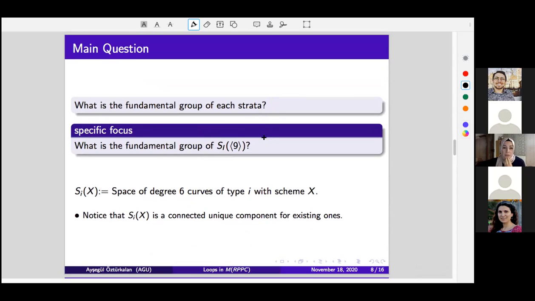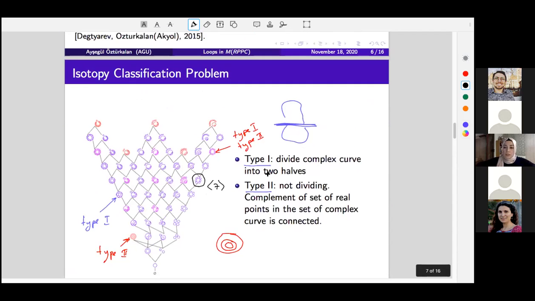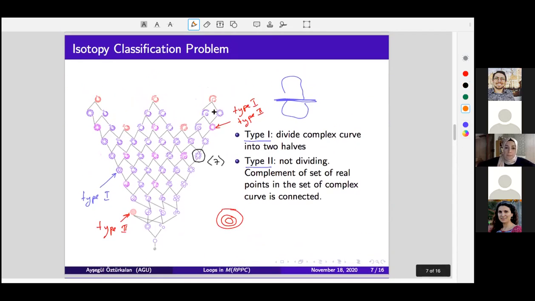And I specifically focused on the fundamental group of 9 empty ovals with type 1. Here, this is SI9, the space of degree 6 curves of type 1 with 9 empty ovals. So I choose this part to study. It's the type 1 version I choose.